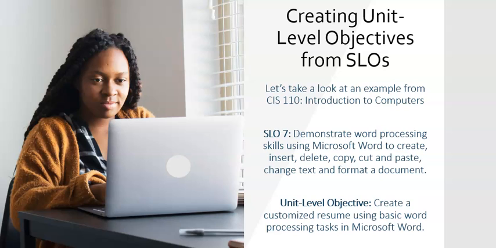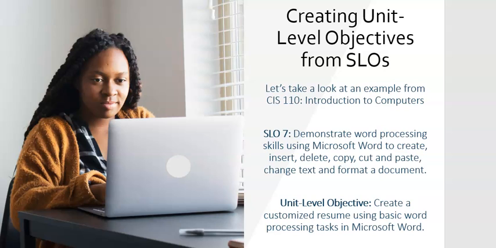So that's very detailed. You don't necessarily need to be that detailed in your course level objective. But if I'm writing a module level, unit level objective to go with it, I might say create a customized resume using basic word processing tasks in Microsoft Word. So that is an action item. They are creating something, and I tell what they are creating and about the tool that they're using to create it. Okay, so that's an example of that alignment we're looking for.